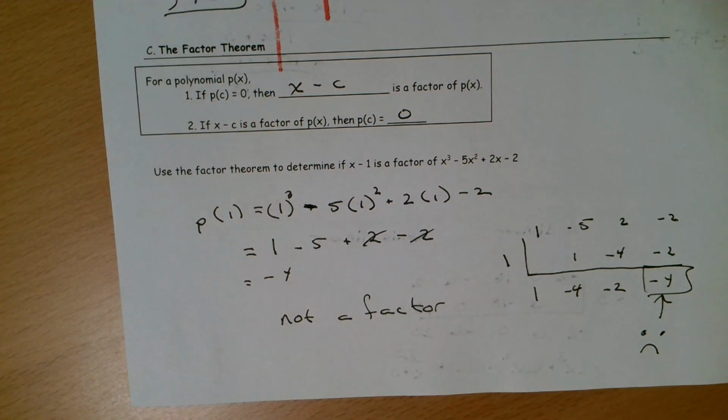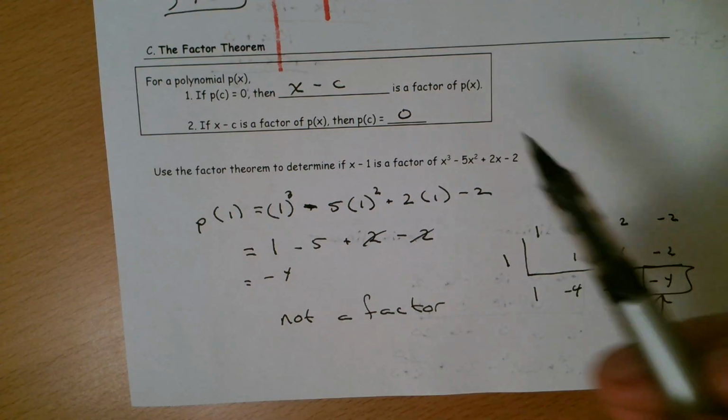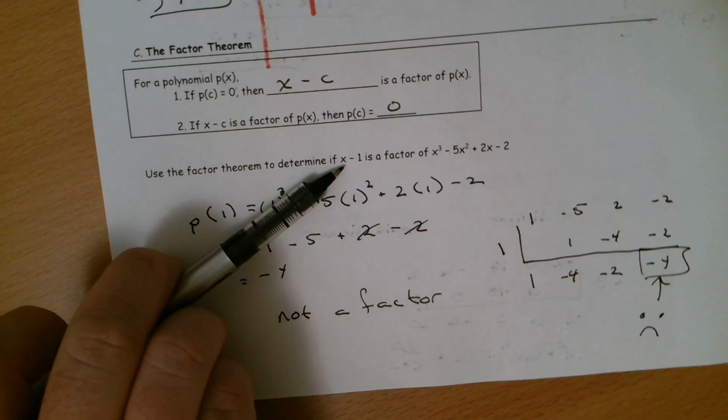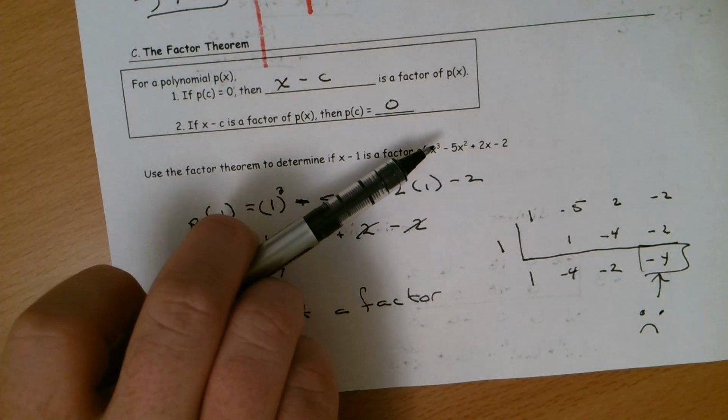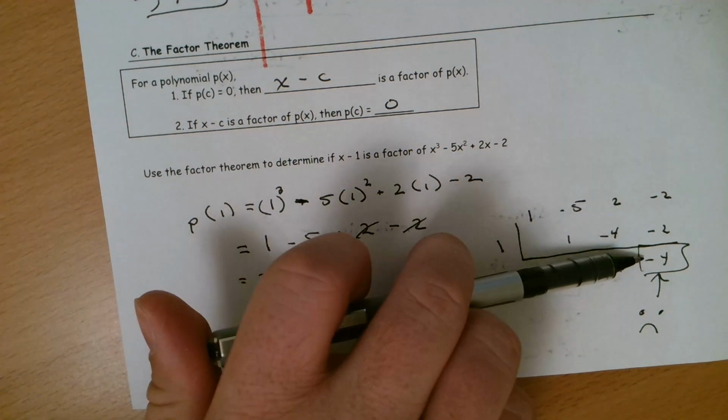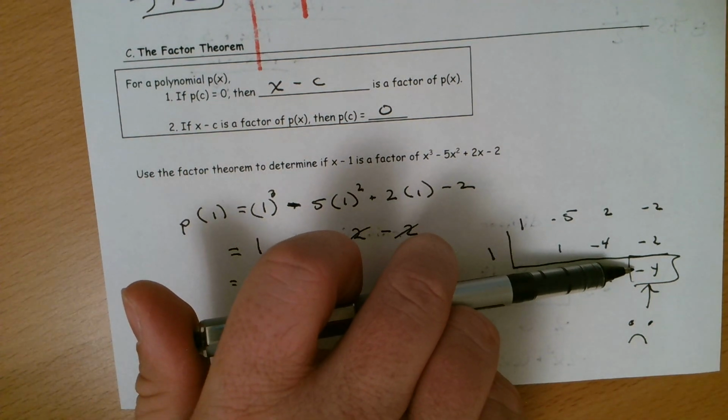Okay? The only way it's going to be a factor is if you get a 0 remainder. That would mean that this divides evenly into our polynomial. 0 remainder is going to be the magic buzzword.